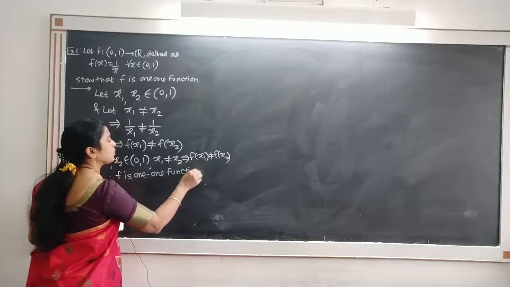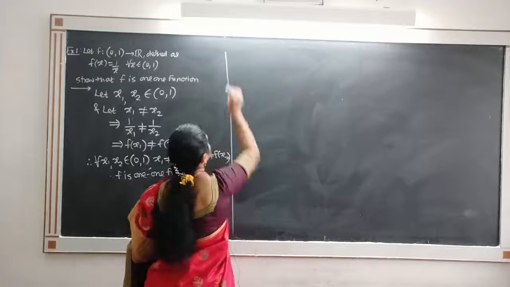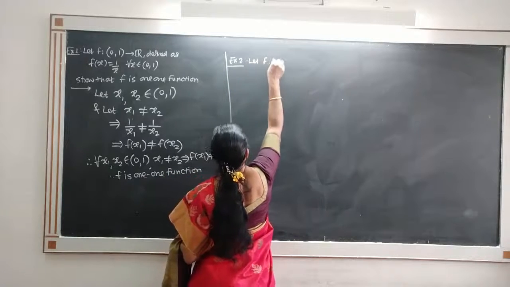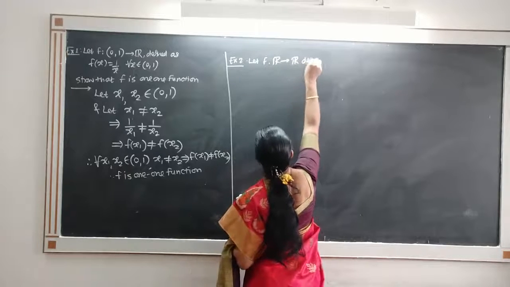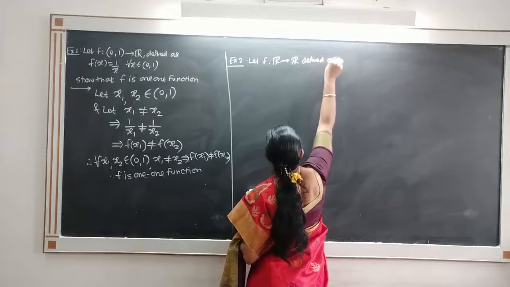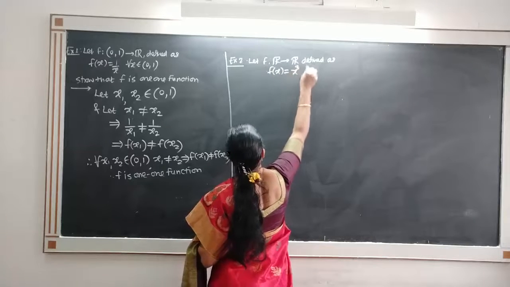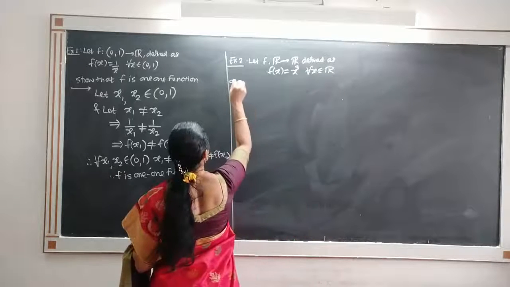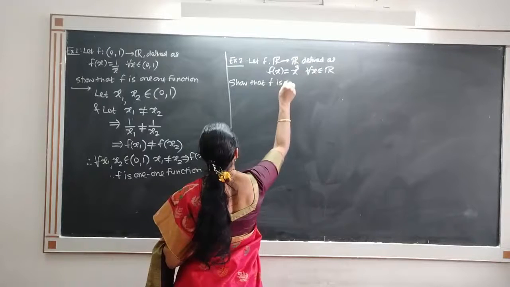Let us consider the second example. Let f be a function from R to R, defined by f(x) is equal to x cube for every x belonging to R. Show that f is a one-one function.